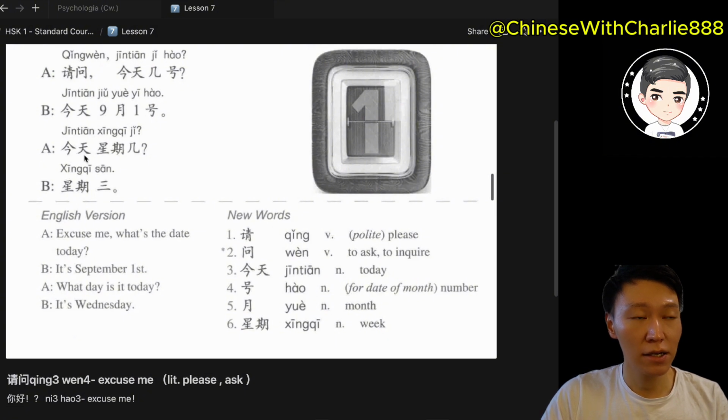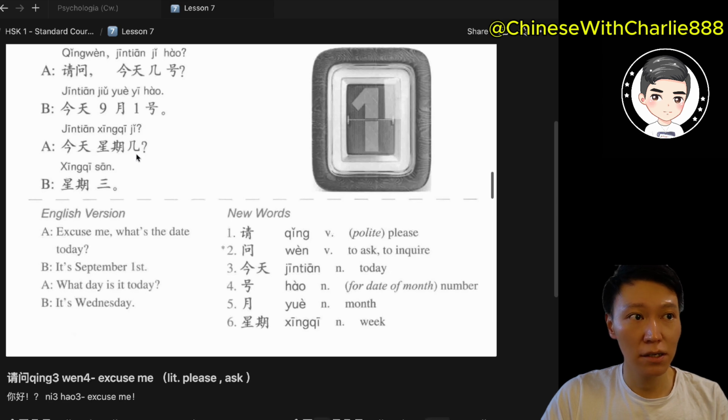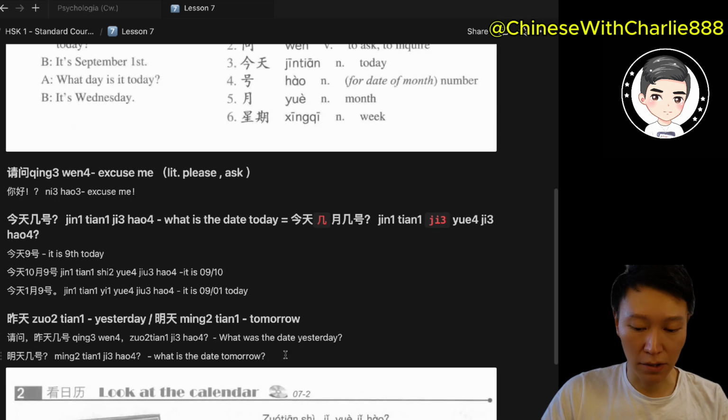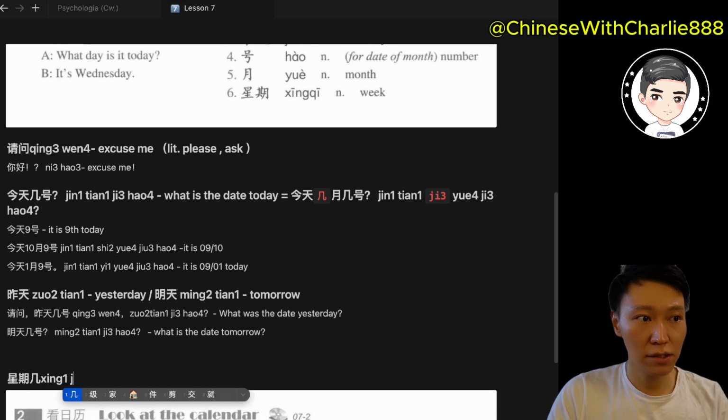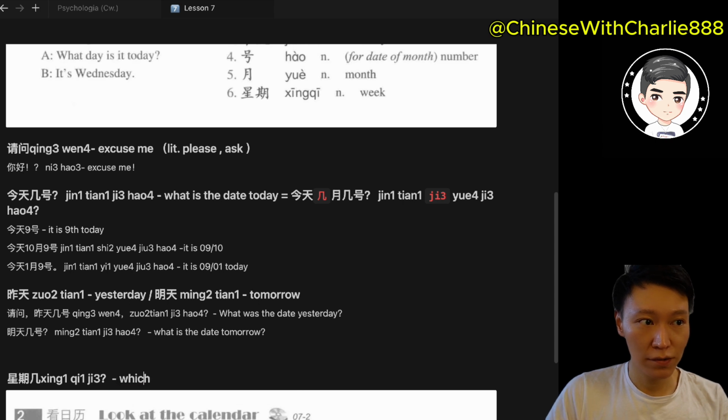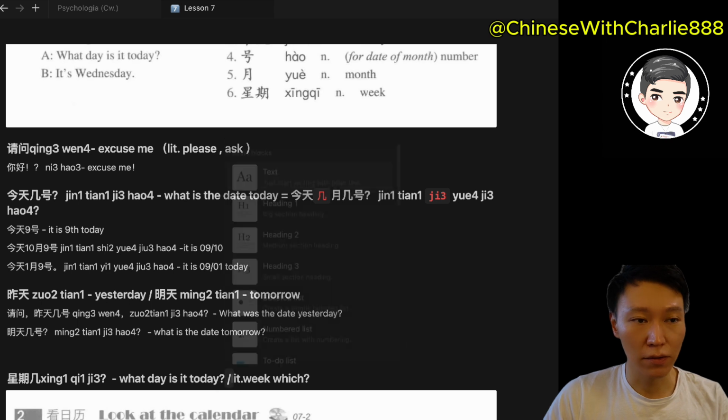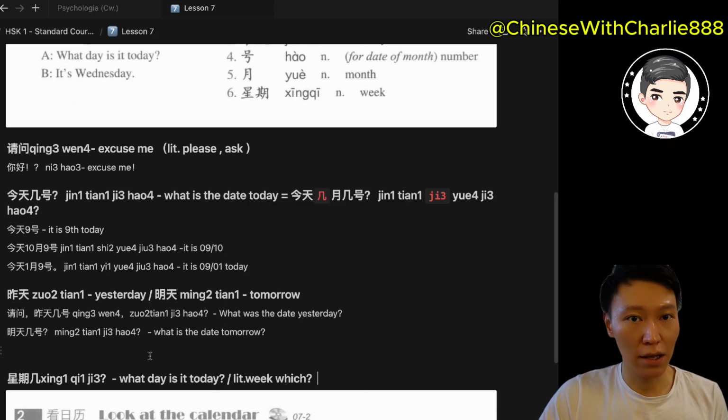And then A asks 今天星期几? So here's another question to ask about time, but that's the day of the week. 星期几 literally means week which, but the real meaning is what day is it today? Like I also mentioned in the vocabulary part, that was the first part of this lesson, 星期 means week, 几 means which, so 星期几 means which day. What day is it today?